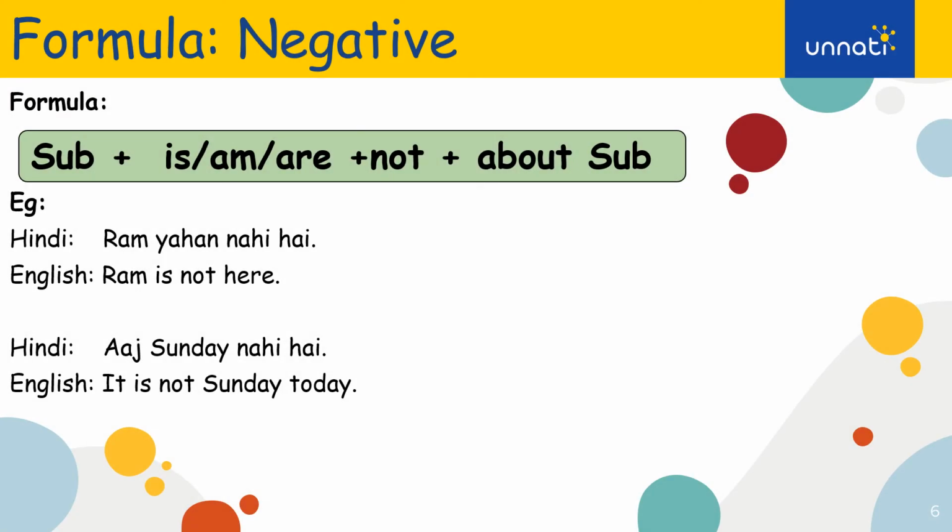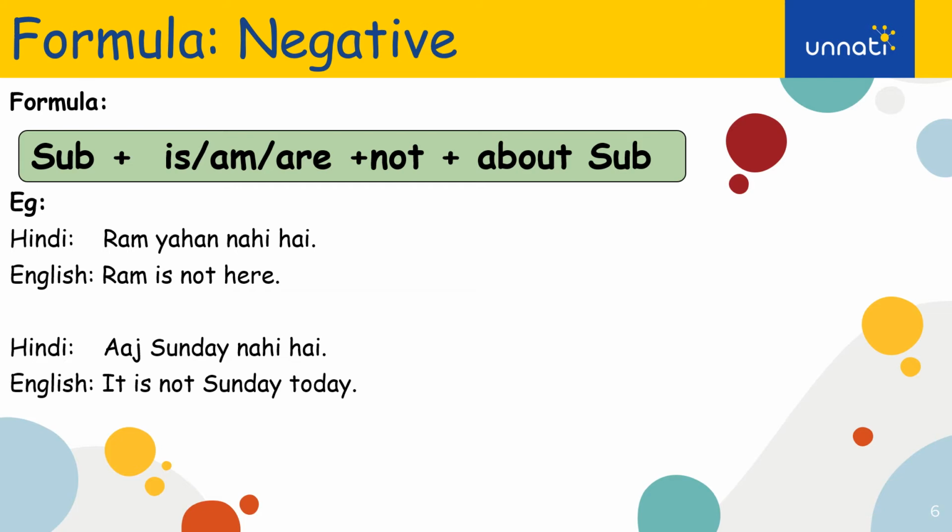So now that we have constructed some affirmative sentences, we will look at constructing negative sentences with the state of being verb in it. So what is the formula? We would have the subject plus the state of being verb, is, am, are, plus not to make it negative, plus about subject, that is description of the subject. I repeat, we have subject plus state of being verb plus not plus about subject.